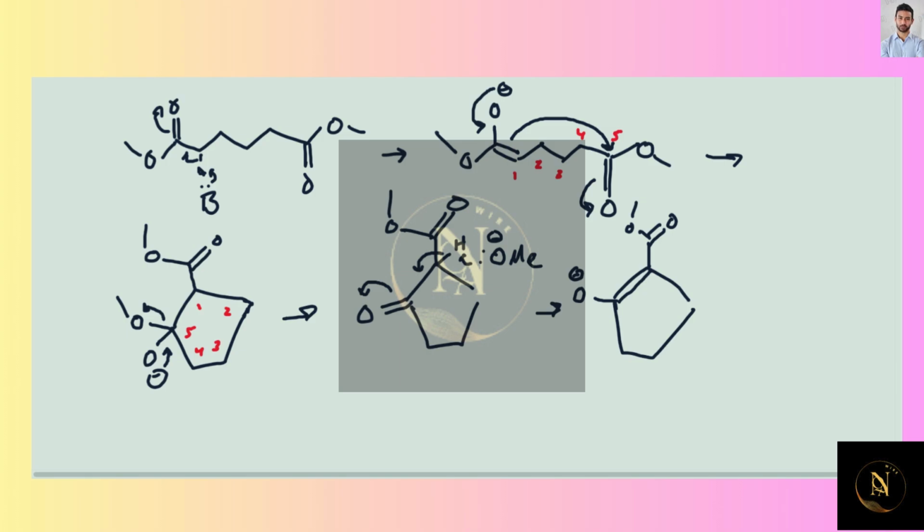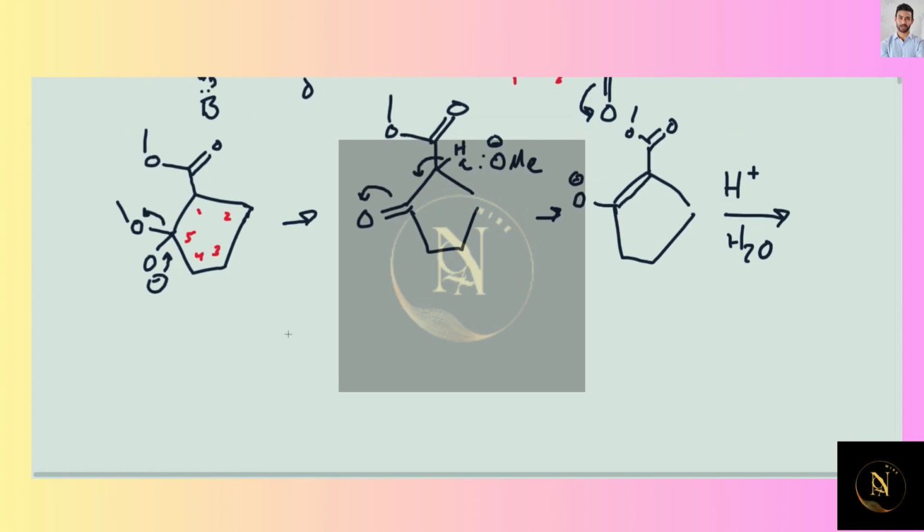And that's basically it. If we want to get the final product in the keto form and not the enol form, we want to do an aqueous acidic workup. So H+ and H2O would push this down, essentially just undoing the last step.